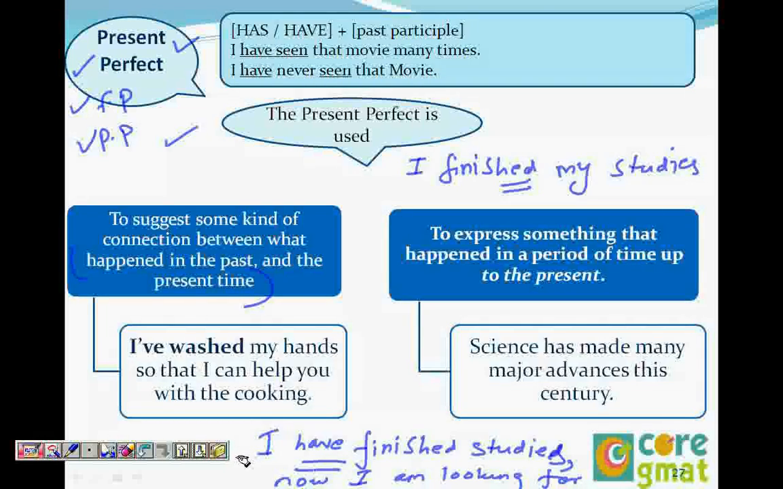So if we go to the sentence here, it says, I have washed my hands so that I can help you with cooking. It means that I just washed them. I've just washed my hands. I cannot say, I washed my hands so that I can help you with cooking.